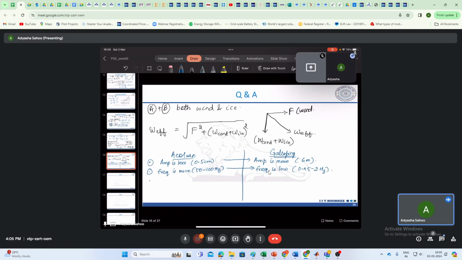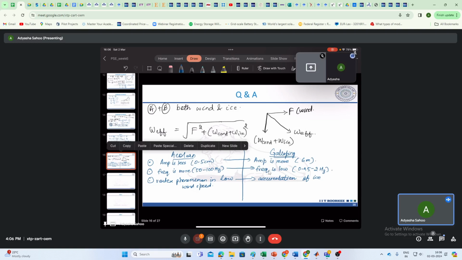Aeolian vibration is due to the vortex phenomena during low wind speed conditions, while galloping is due to accumulation of ice. And this was it.